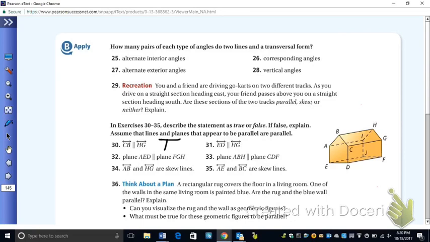Let's look at 31. ED and HG. So we have the front bottom corner of the house, and one of the back corners of a roof. These are not going to be parallel. Though they, in fact, will never meet, it's not because they are parallel. Remember, parallel lines have to be coplanar. If they are not coplanar and don't meet, they are called skew. Okay? So then you have 32, 33, 34, 35. You guys should be able to do those.